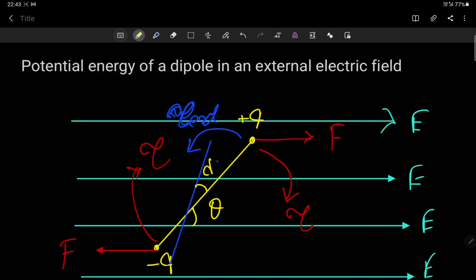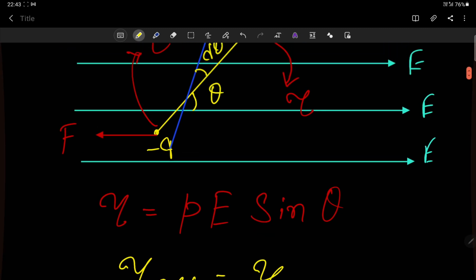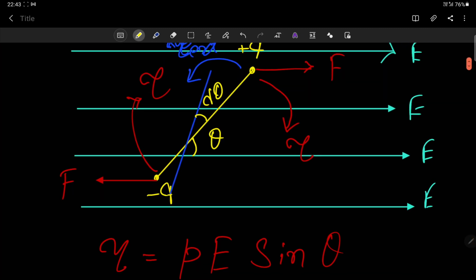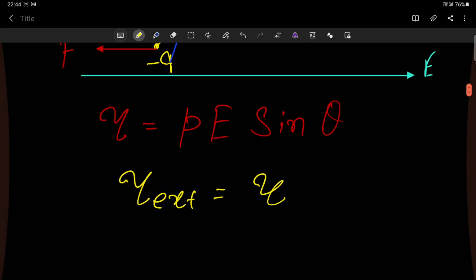Suppose this angle is d theta. So we have applied a very small torque. Due to this torque, this dipole rotates by a very small angle, d theta. So in this condition, we can say that this external torque is equal to our internal torque tau. Obviously, if this dipole rotates with a constant angular velocity, then the external torque will be equal to the internal torque.